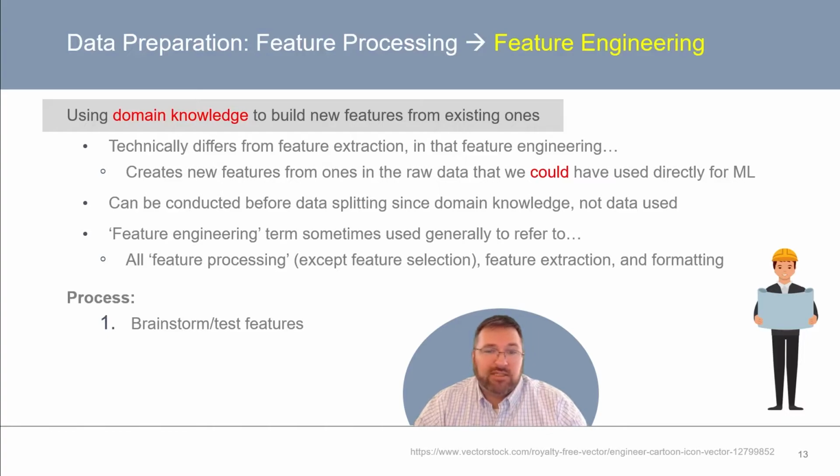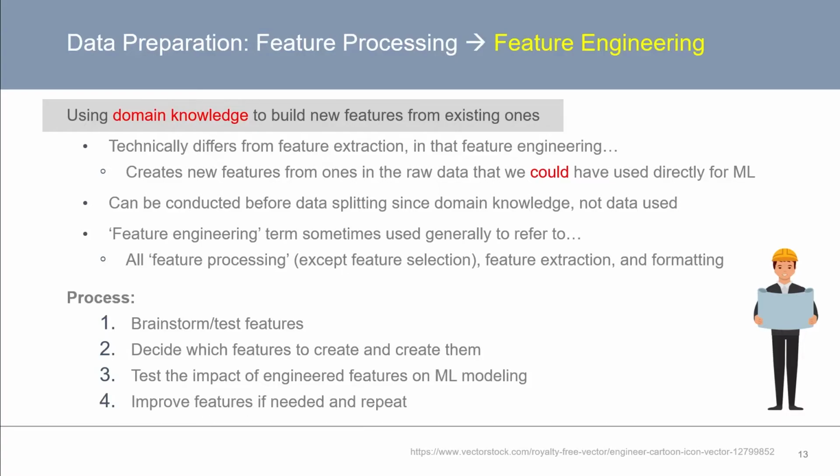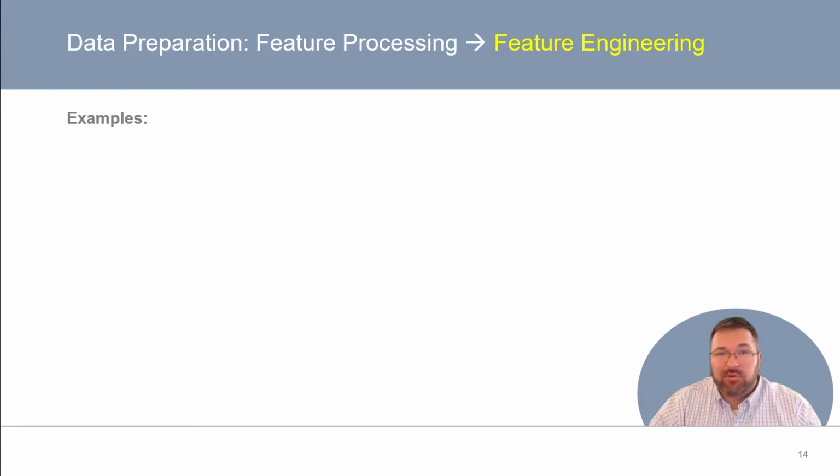First, do some brainstorming and testing of candidate features based on your understanding of the data and problem domain. Second, decide what features you want to create for the final dataset and add them. Third, you can test the impact of these engineered features on machine learning modeling. In other words, do they help improve performance? And lastly, you can improve your engineered feature as needed and then repeat. Let's look at some specific examples of feature engineering.